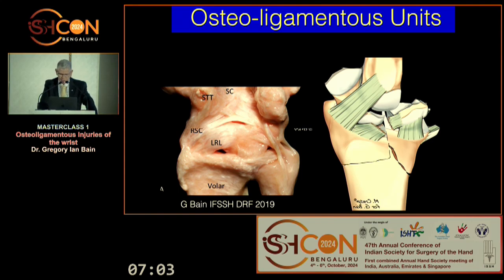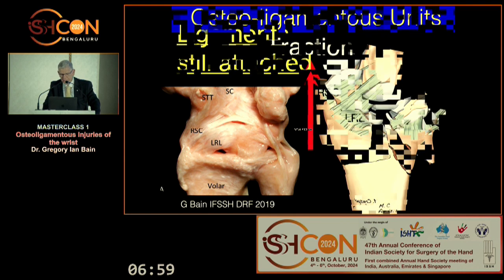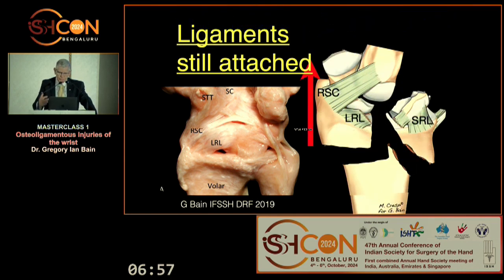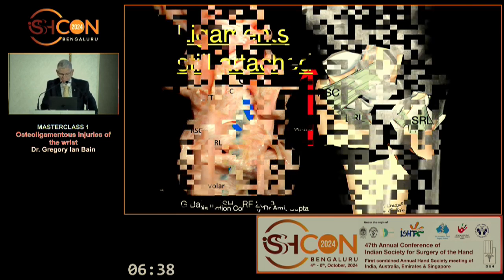So going on to the osteoligamentous units, we were all taught to use ligamentotaxis and apply traction, and what we see with that is you can see the radial styloid has not just gone up, it's actually tilted because of the orientation of the ligaments. And in fact, with ligamentotaxis, the distal radius articular surface does not reduce. It realigns the limb, but it does not realign the articular surface.